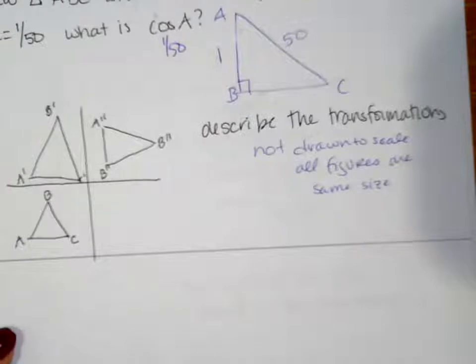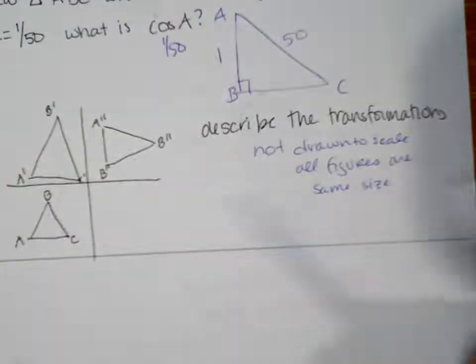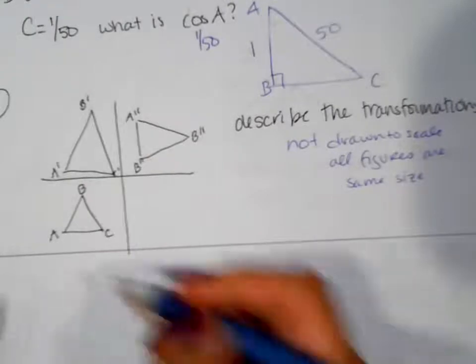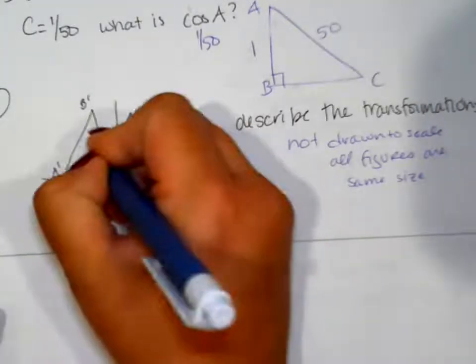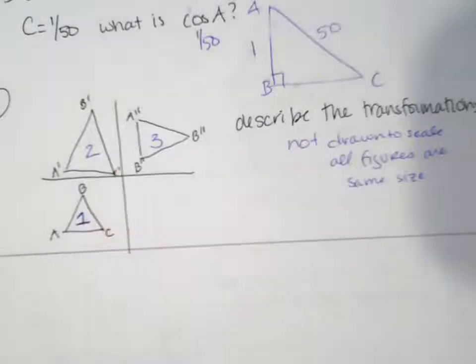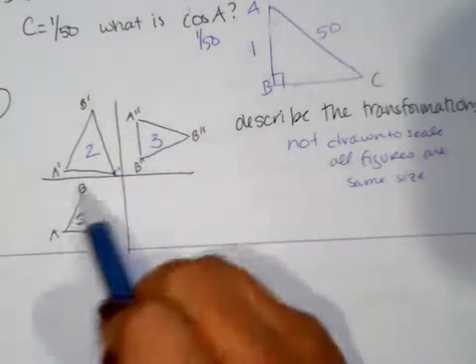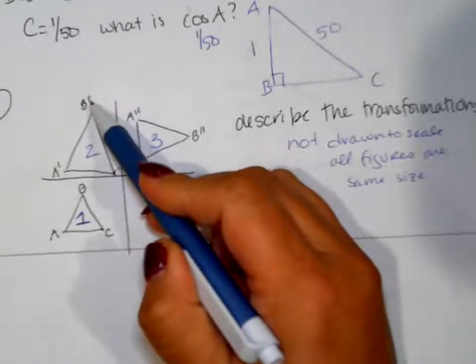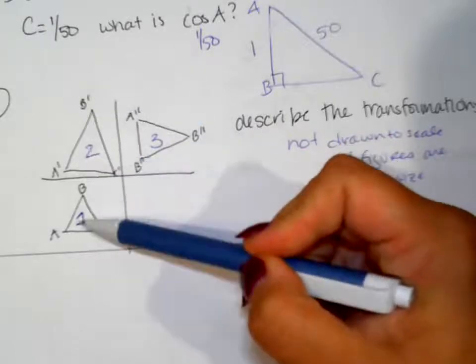Okay. So describe the transformations. How did I get from here to here to here? You have to know where to start on a question like this. So I know to start with this guy right here. This guy's my number 1, this guy's my number 2, and this guy's my number 3. I know that because of the way the primes are labeled. This one has no prime, so he's my original. This guy's got 1, this guy's got 2. So this is my original.